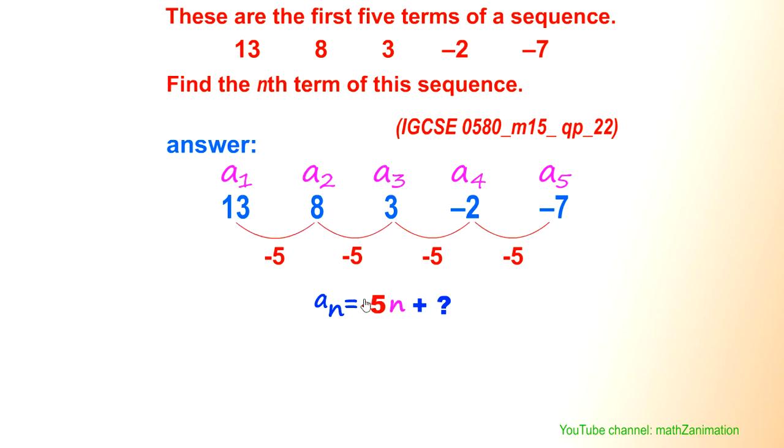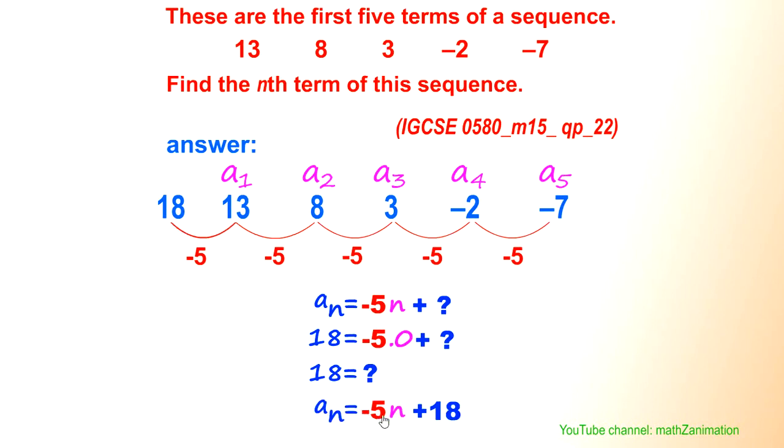Minus 5 is taken from the common difference. Then how to find the question mark here? The number in the sequence before the first term is 18, because 18 subtract 5 is 13. So 18 is the zeroth term. So we get the question mark value equal to 18. So the general formula for the n term of this sequence is minus 5n plus 18.